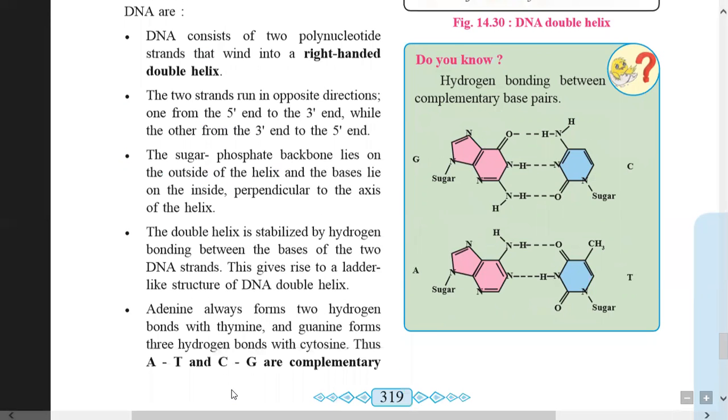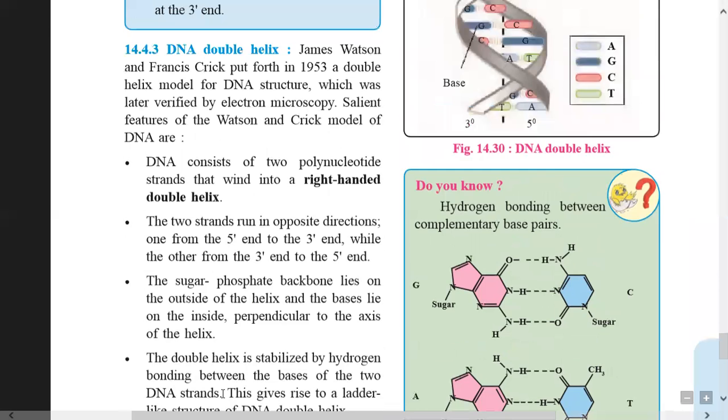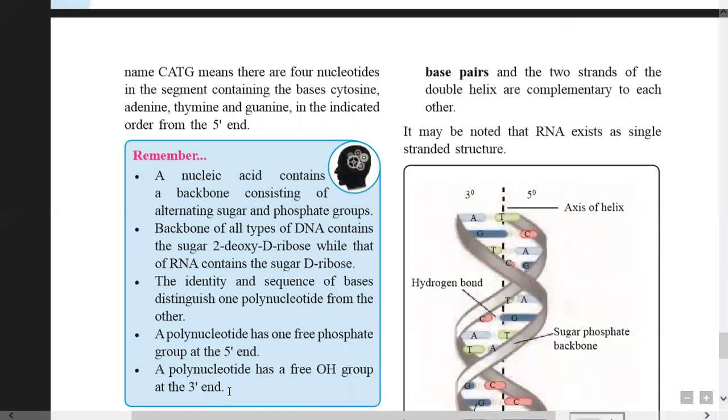Adenine always forms 2 hydrogen bonds with thymine, and guanine always forms 3 hydrogen bonds with cytosine. Therefore, there are adenine, thymine, and cytosine, guanine. These bonds are complementary bonds. The base pairs and the two strands of the double helix are complementary to each other.